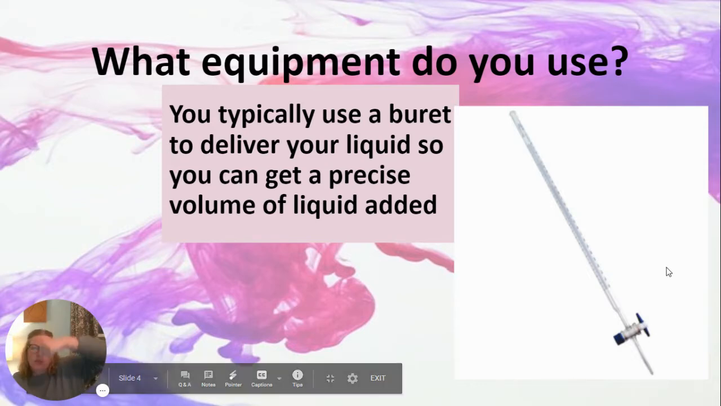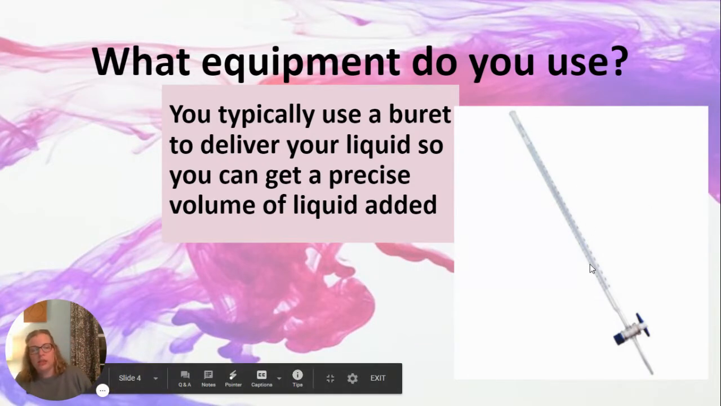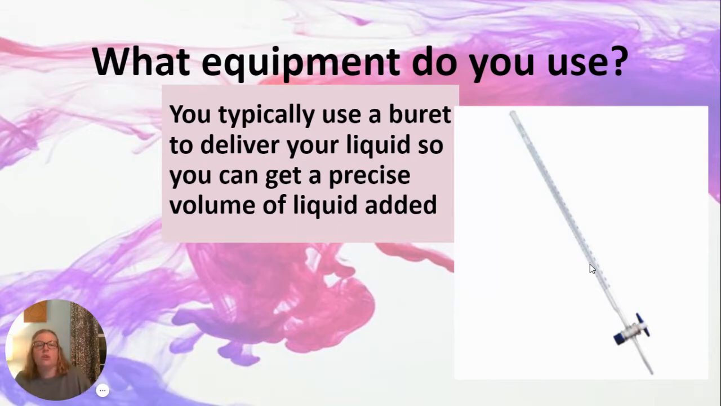And what happens is there's a hole drilled in it, and then depending on how much you turn it, you can let out a little bit of liquid at a time or a lot. And so usually you put your titrant of your known concentration in here, and then you drip it down into an Erlenmeyer flask that contains your analyte.